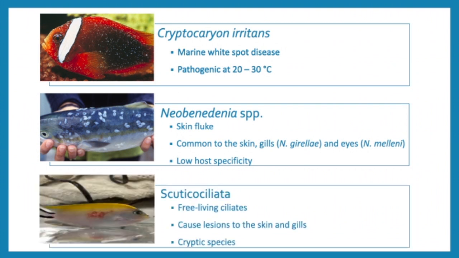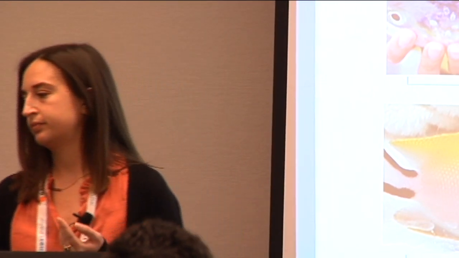And then the ciliates. Ciliates tend to be a larger problem. They're cryptic species, meaning that a lot of them are morphologically similar. So when you look at them using a skin or gill scrape under the microscope, you might think it's one species when it could be another species. These are also free living, they're ubiquitous, and they're likely present in your systems. Some of them become pathogenic at certain levels in the tank, so it's hard to track when infections may occur.